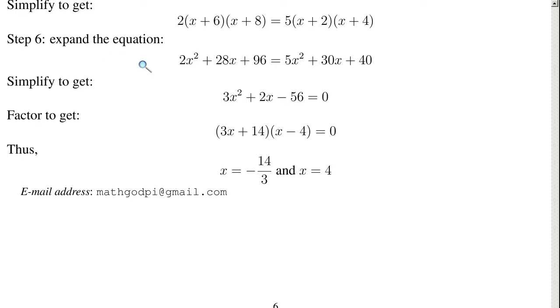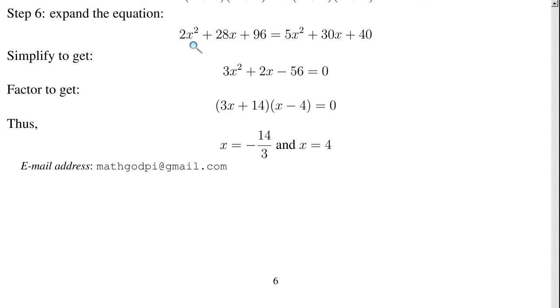Step 6, expand the equation. So expanding the equation like we did last time, except this time we have an extra multiplier to take into account. So what we end up with is 2x squared plus 28x, right? Because normally this would be x squared, but then you times by 2. This would be 8x plus 6x, which is 14x, but you times it by 2 to get 28x. 6 times 8 is 48, times 2 is 96. On the right side, we have x times x is x squared, times 5 is 5x squared. 4x plus 2x is 6x, times 5 is 30x, and then 4 times 2 is 8, times 5 is 40. So now we have this equation.